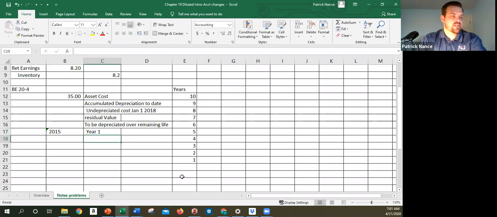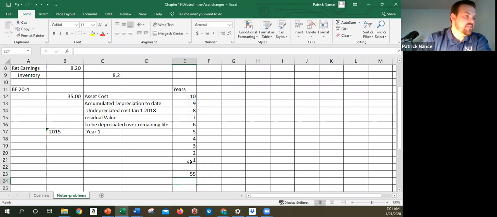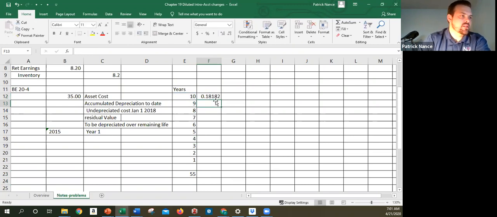Now, sum of the year's digits, and this is the one that I think you might not remember, you need to basically sum every year. So 10, 9, 8, 7, 6, 5, 4, 3, 2, 1, which is a total of 55. And then the first year, you would take 10 divided by 55, and multiply that by the depreciable cost. Year 2, you would take 9 divided by 55 times the depreciable cost.